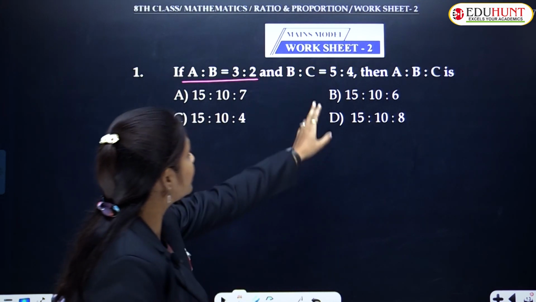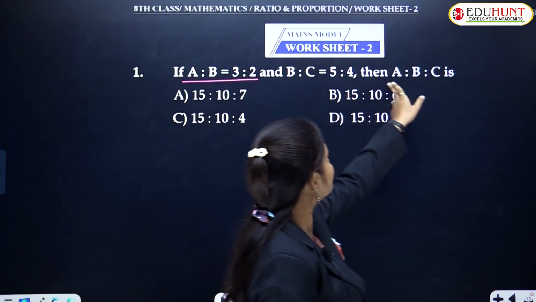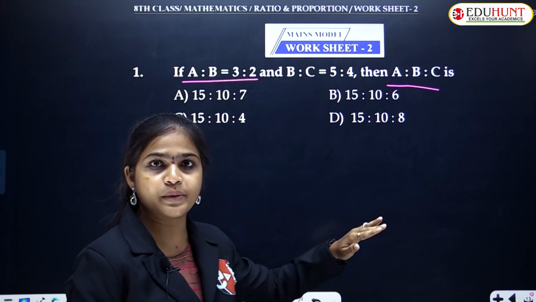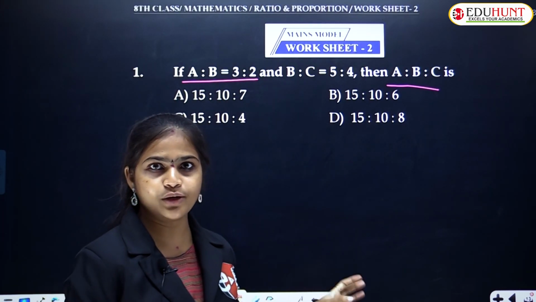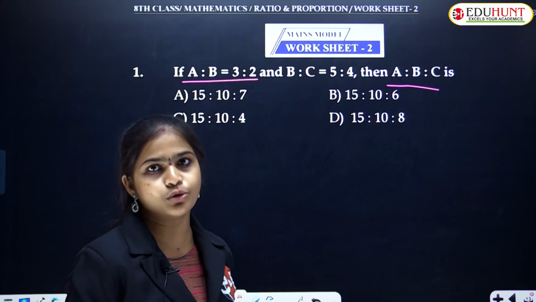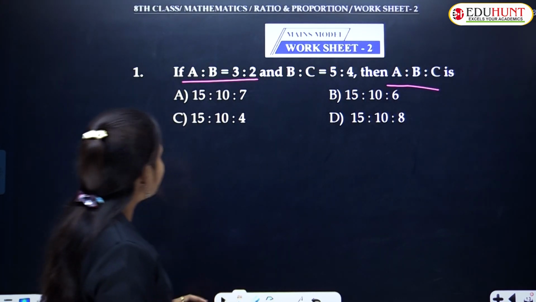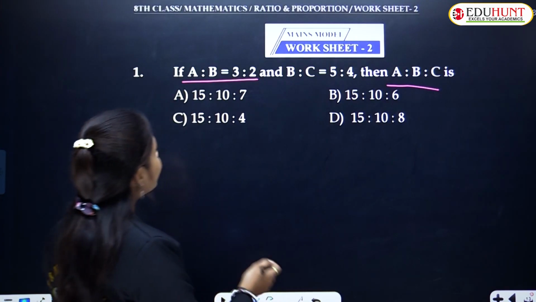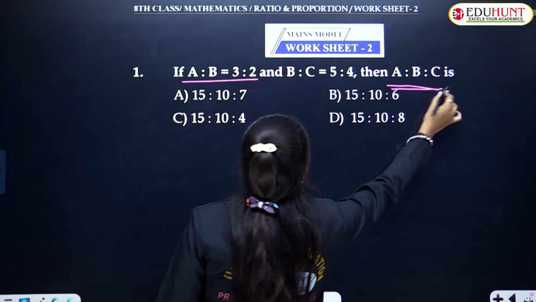Just observe that this is A is to B is to C. But the previous two worksheets were related to A is to B only, which means the ratio of any two quantities. In the same way here, how do we find the ratio of three quantities?